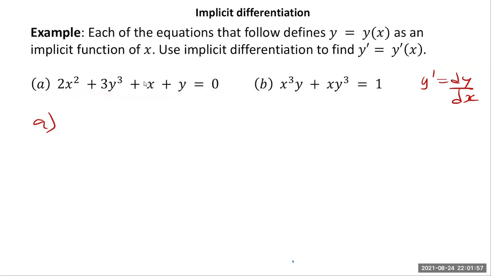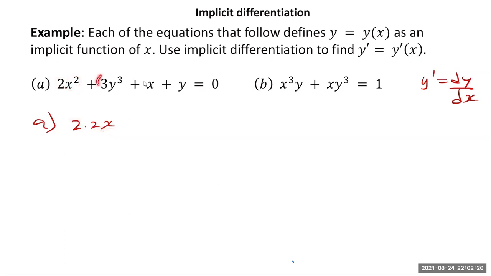So let's do it. Let's differentiate the first term. The derivative of the first term with respect to x is 2 times 2x to the power 1, that is 2x. You take the derivative of this one with respect to x. So this constant stays as it is, and the derivative of x squared is 2x.